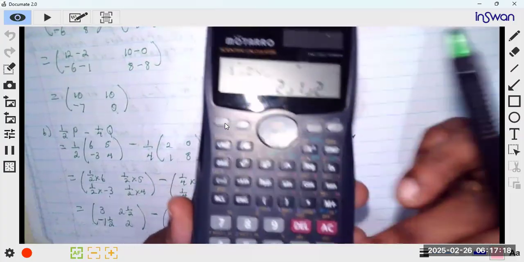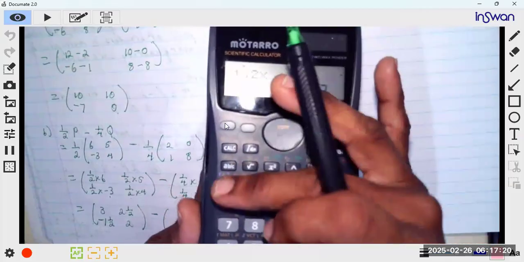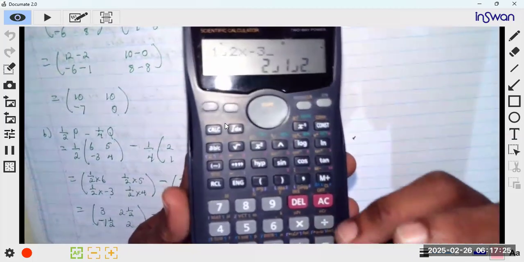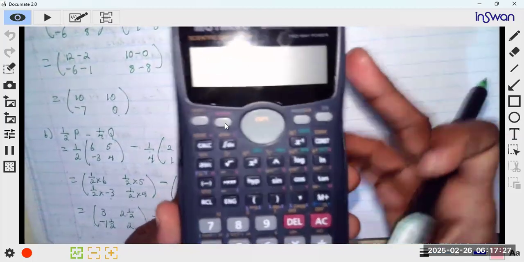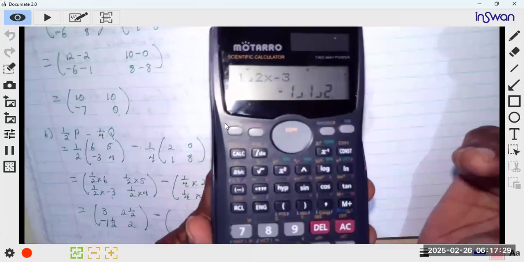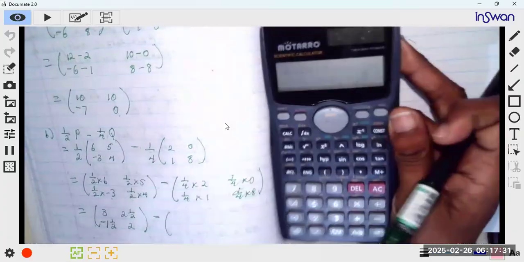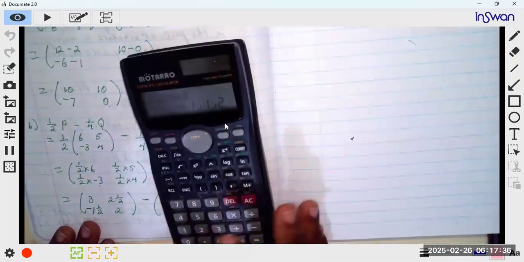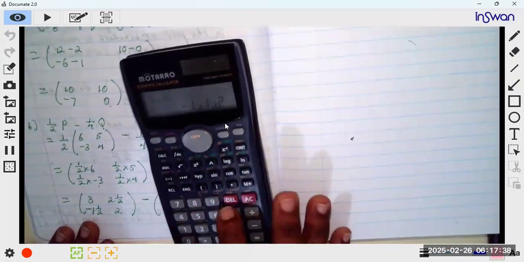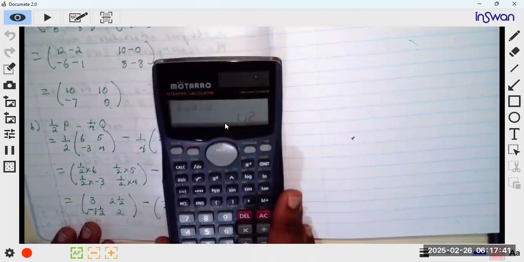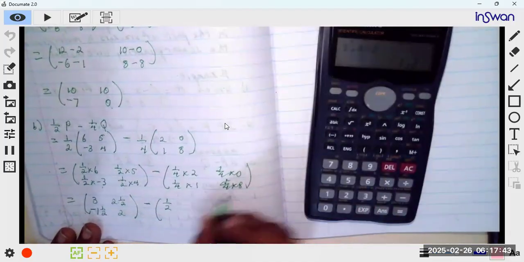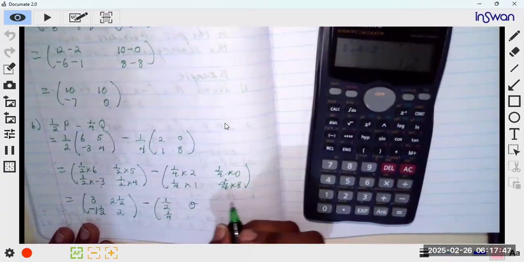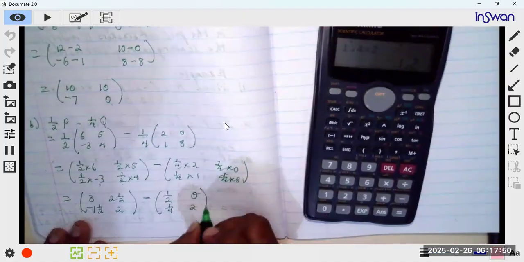If I go a half times negative 3, the negative sign is down here in some calculators. You see how I get my -1.5. So a quarter times 2, that's a half. A quarter times 0 obviously is 0. A quarter times 1 is a quarter. And a quarter times 8 will be 2.